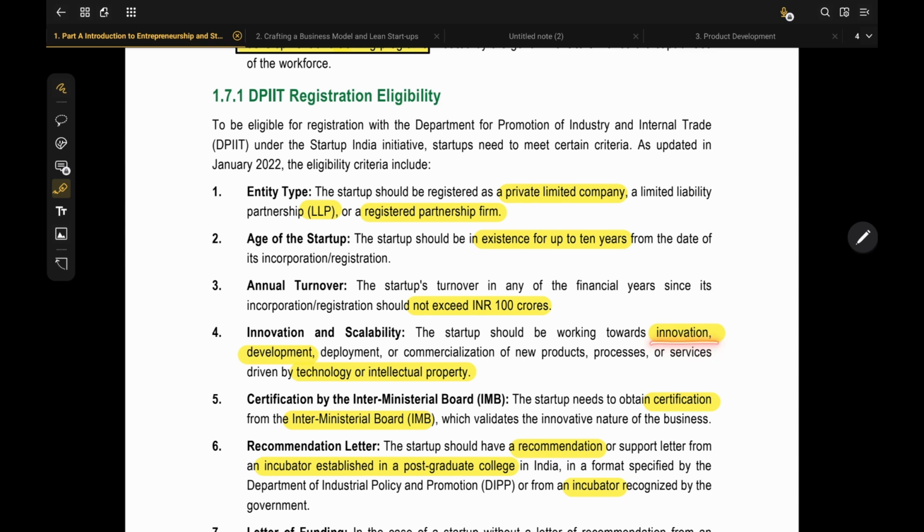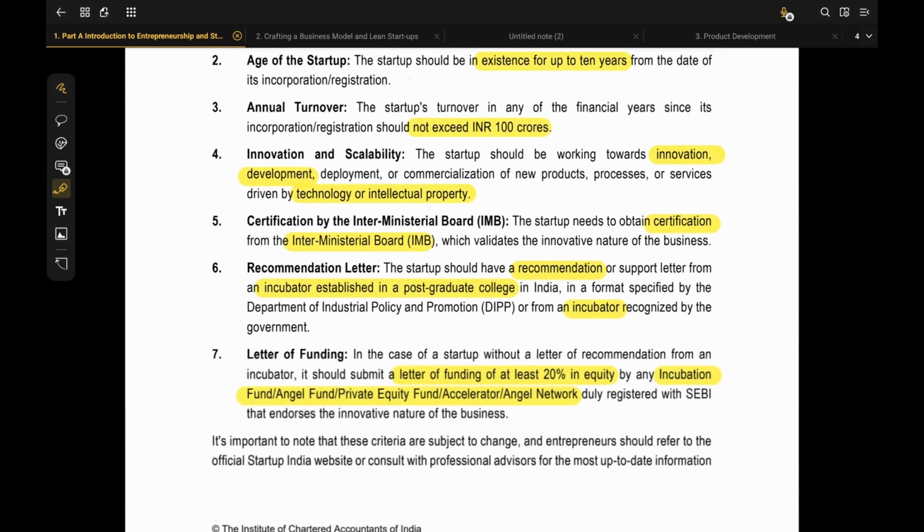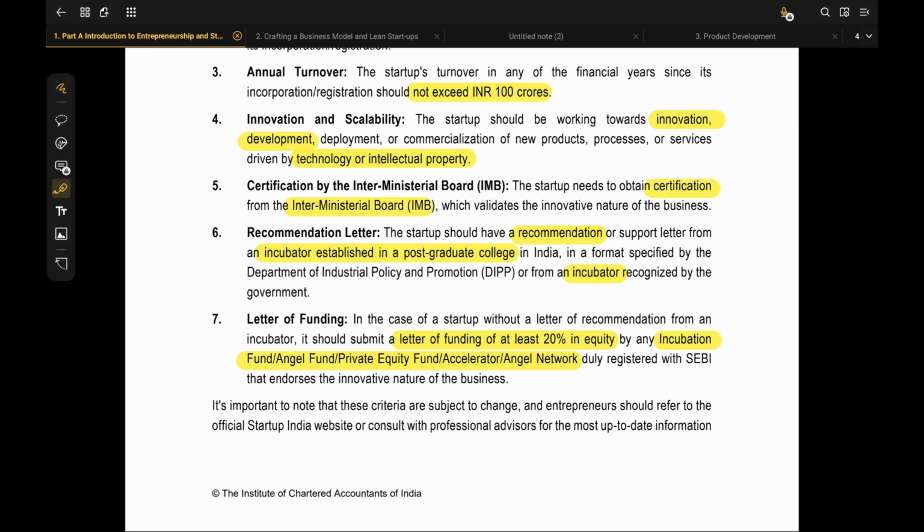Innovation and scalability. There should be some kind of innovation, uniqueness in your startup, and it should be scalable. If there is a large number of users and you get more demand, you should be able to expand the business. And then, you are having that innovation. Who will tell that innovation you are having? You have to obtain certification from the interministerial board. And you should get a recommendation also from the startup incubators.